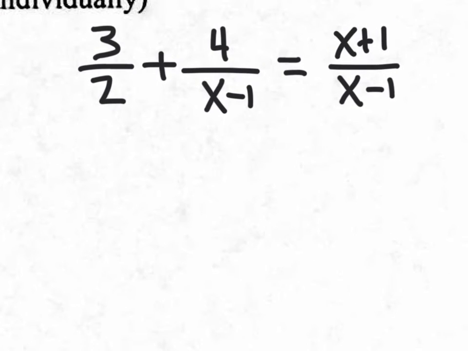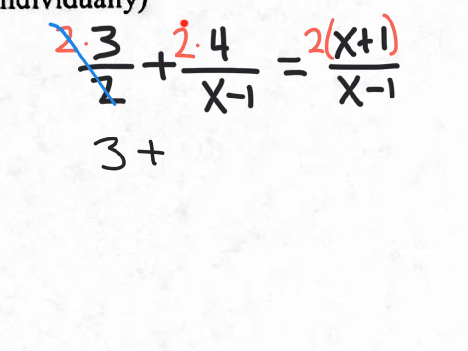For example, if I wanted to get rid of the 3 halves, I just wanted a regular 3. I didn't want the 3 halves. Well, I could multiply everything by 2. And now this is a binomial, so I'd have to multiply 2 times the binomial. So right here, the 2's cancel. You end up with the 3. You have a plus. And what is 2 times 4? That's 8. But 8 is still over x minus 1 because we didn't get rid of that fraction.